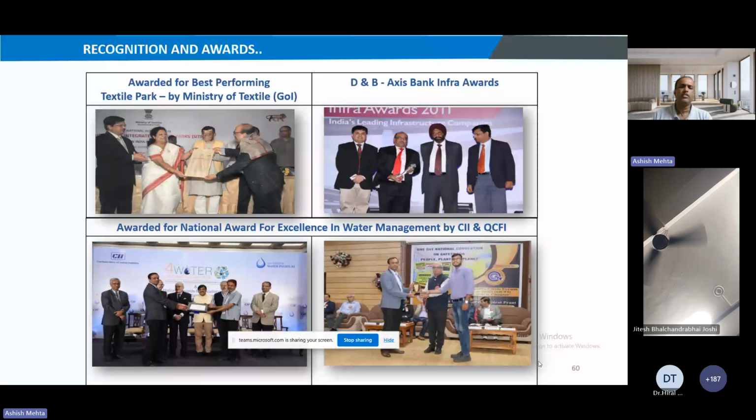These are the recognitions. The park has been recognized, and the water initiative beyond the fence, the cleaner production initiatives and water audit have been recognized by the CII and QCFI.